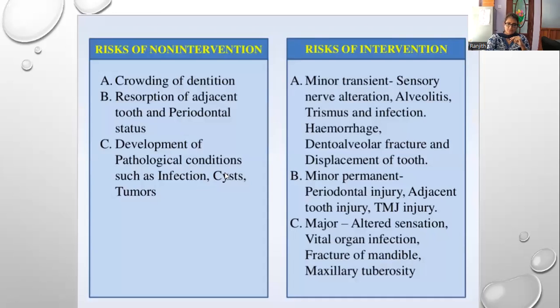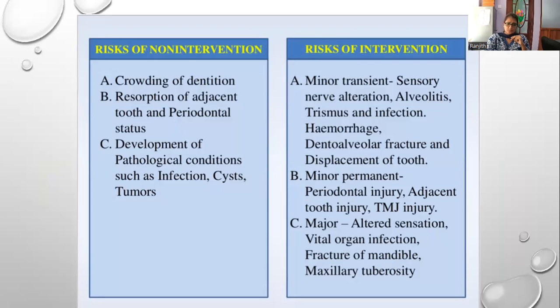So what is the risk of non-intervention? What is the risk of intervention? The risk of non-intervention is that there can be crowding of the dentition, resorption of the adjacent tooth, and the periodontal status of the adjacent tooth can be weakened. There can also be development of pathological cysts or tumors, or you can also have space infections.